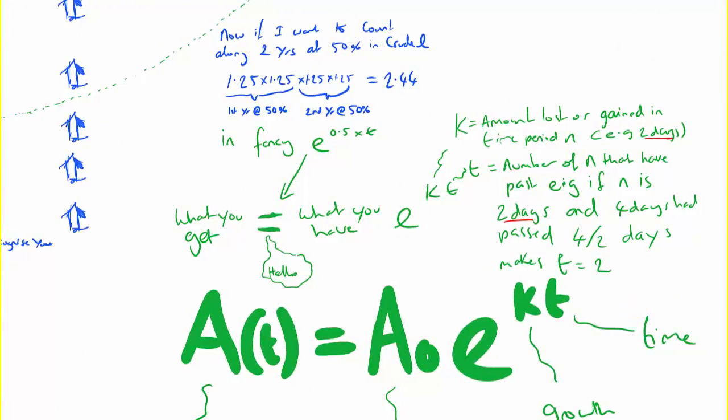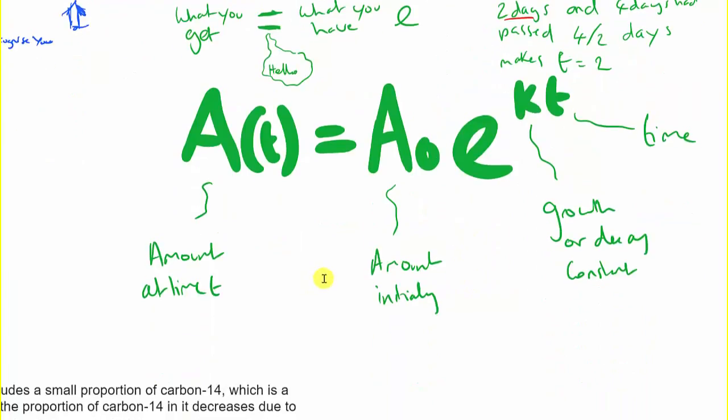I've put it here as what you get equals what you have multiplied by e raised to the power of kt. But often you'll see it like this: the amount at time t is equal to the amount initially multiplied by e to the power of kt. Now you can do this for growth or for decay.